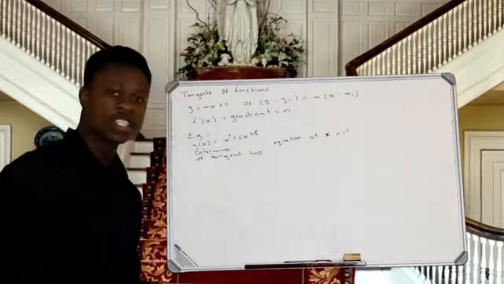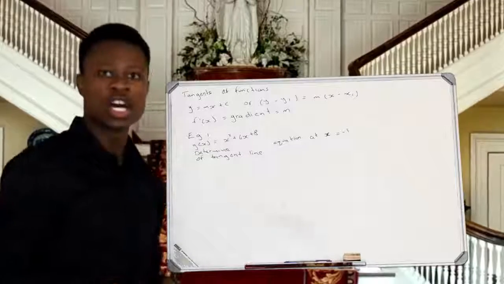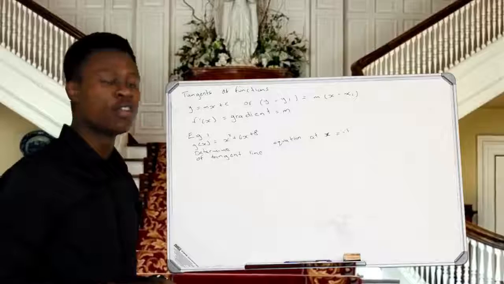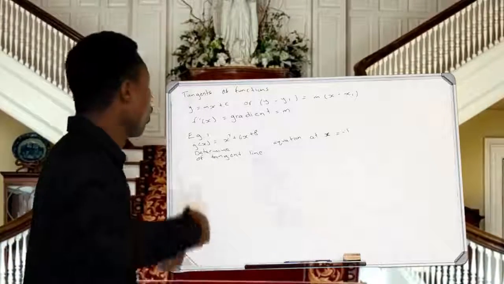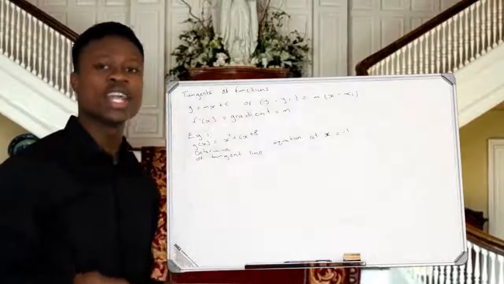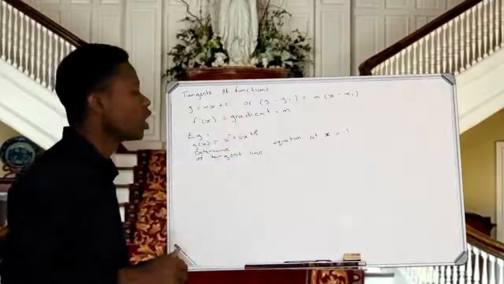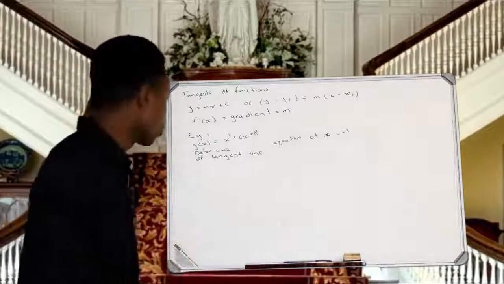So what's the first thing that we do? We apply what I just told you: f prime, the first derivative, is equal to the gradient, which is equal to m. So let's find the gradient first, because in either one of these line equations, you need to know what the gradient is.